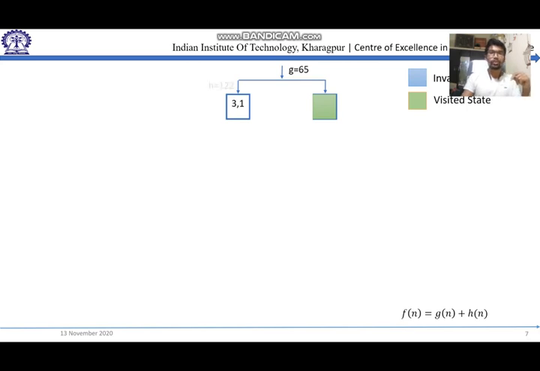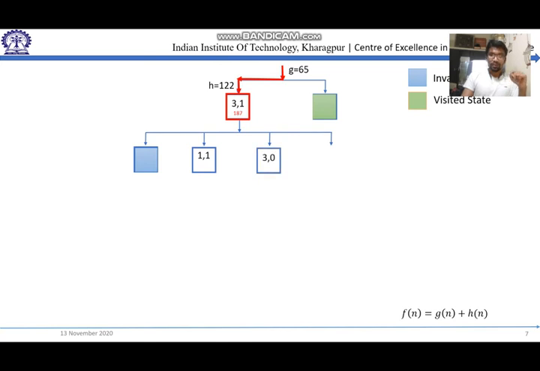Here the function value at the last node was 65. If we further expand this, we reach two states, the 3 1 and 3 2. Among these, 3 2 is an already visited state, so we can neglect it. If I find the heuristic function value for this particular 3 1, at state 5, so 3 raised to the power 5 plus 1 divided by 2, it turns out to be 122. Now if I calculate the function value at this node, it turns out to be 187, which means 122 plus 65. So this is the optimal path.